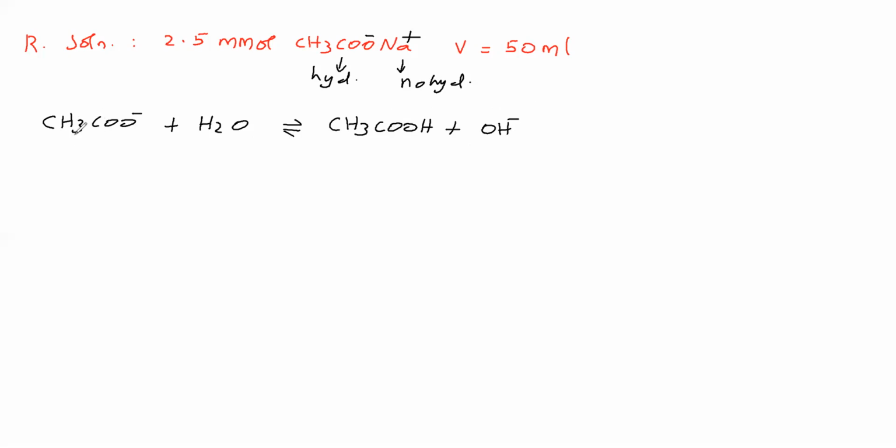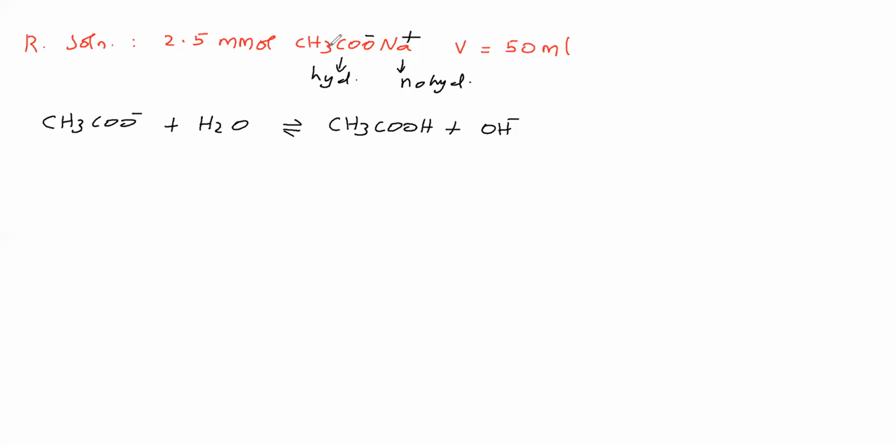What is the initial concentration of acetate ion? That we want to know. So for that we will see the salt. Salt is 2.5 millimole. In this salt, how much is ionizing? That is the millimoles of acetate ion. How much of the sodium salt will ionize? Let us assume 100% ionization. For a salt, we can consider complete ionization.